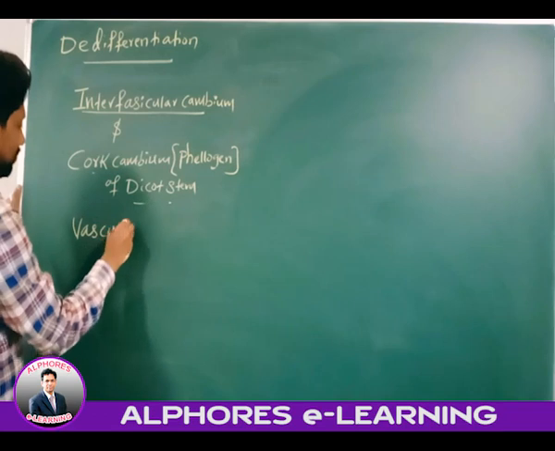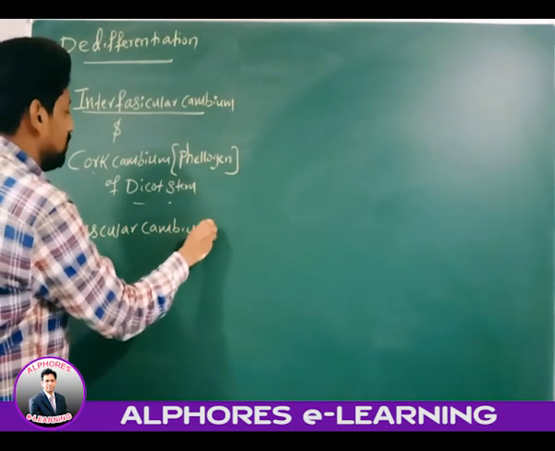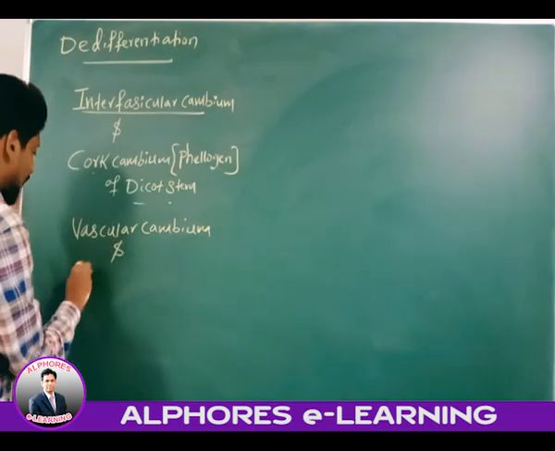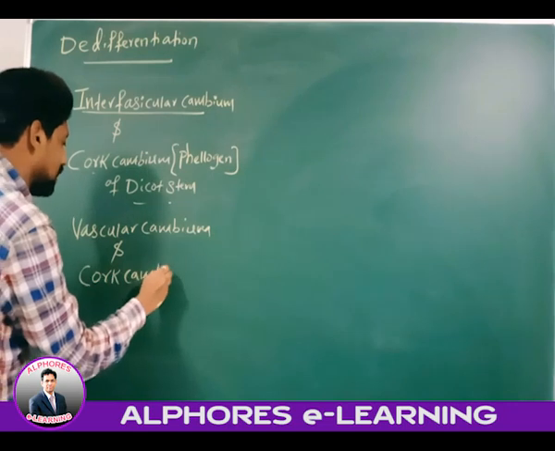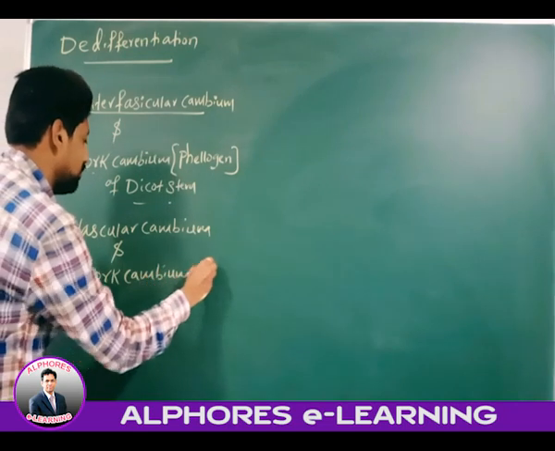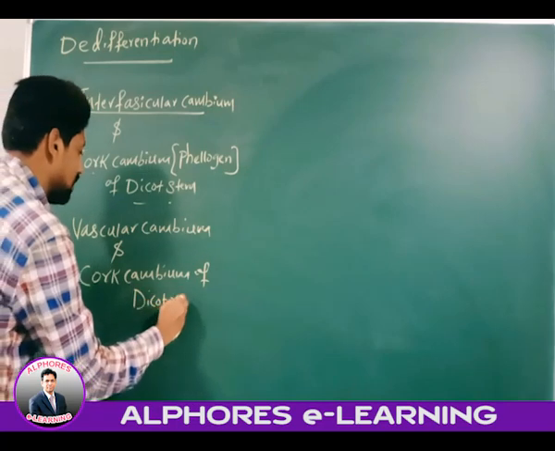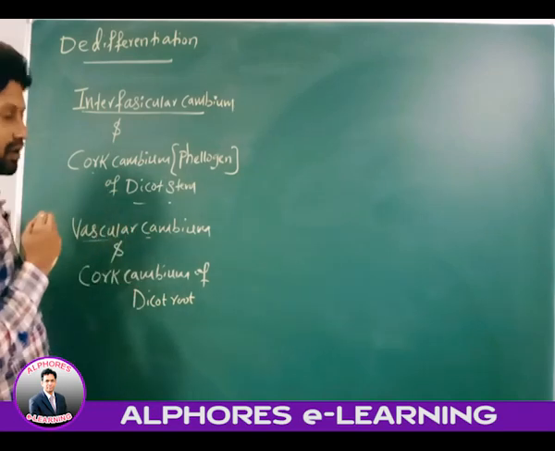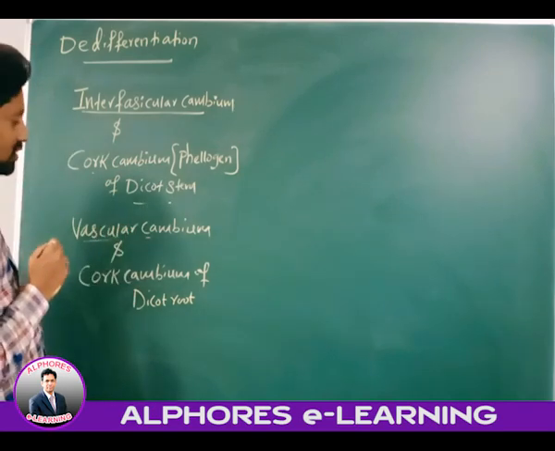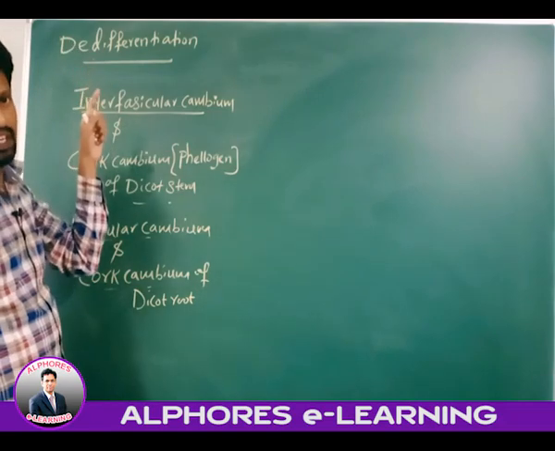Next examples I am writing. Vascular cambium and cork cambium of dicot root. In which root, sir? Dicot root. Therefore, in dicot root, vascular cambium is an example for de-differentiation. In dicot root, cork cambium is also an example for de-differentiation process.